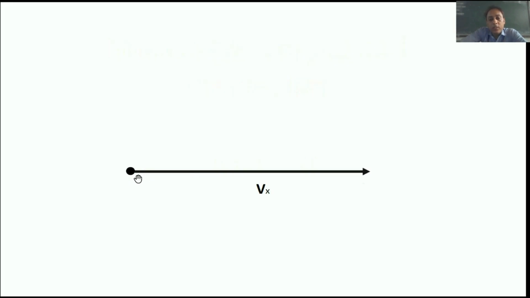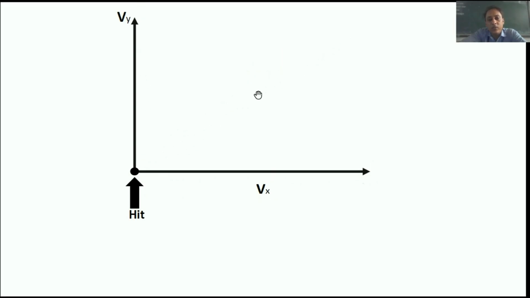Suppose that this is a particle you can see, and it is moving in the x direction with velocity vx. So this is the velocity vector vx. Now suppose a hit is given to this particle so that it will also move in the y direction. It was moving in the x direction with velocity vx, and now it is also moving with velocity vy in the y direction.